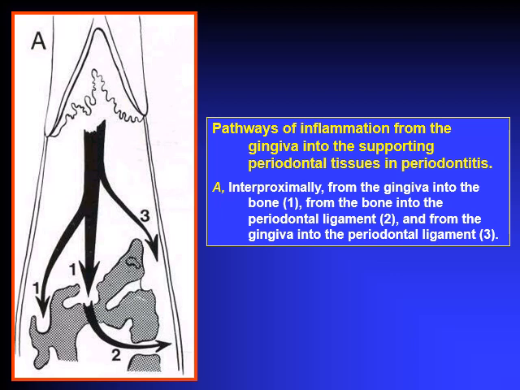Less frequently, the chronic gingival inflammation spreads directly to the periodontal ligament, and this only occurs, as I mentioned to you, in cases of trauma from occlusion, which modulates or changes the direction of the action.